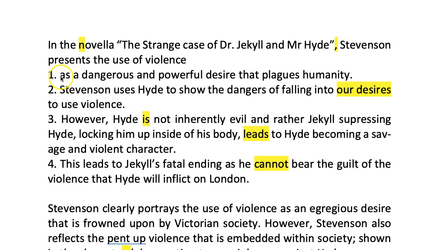Let's now go back to your thesis and see how many of your ideas you proved. You've definitely proved it's a dangerous and powerful desire that plagues humanity. You've definitely showed it elucidates the dangers of falling into our desires to use violence. You haven't fully proved that Hyde is not inherently evil, because you haven't had that quotation that I just showed you.